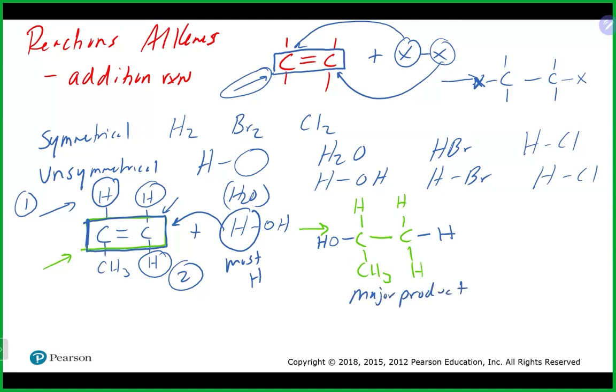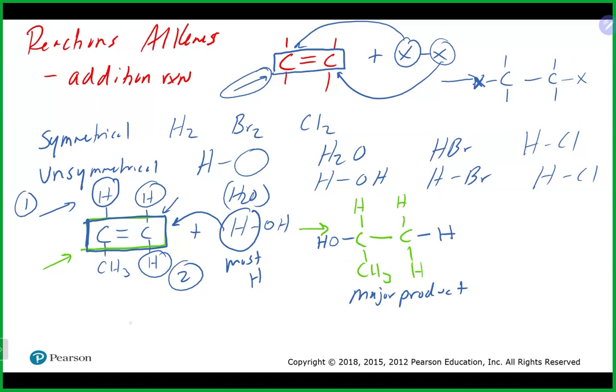And when you draw things, you typically want to draw the major product. The minor product would be, frankly, just the opposite. You put the OH on the other one and the H on that one on the left-hand side. But you should always shoot for the major product in this particular case.